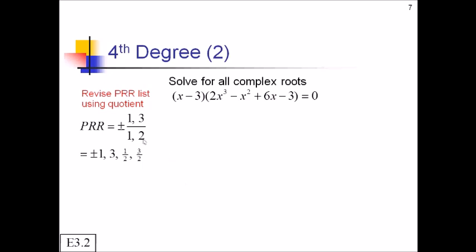You're no longer going to test these numbers in the original function, right? Because if you do that, 3 is going to give you 0 again because it gave you 0 the first time you tested it in the original. Instead, you now have to test your PRR numbers in the quotient, q of x here, this 2x cubed minus x squared plus 6x minus 3. I recommend that you put this in y2 in your y equals, which I'm going to do now.